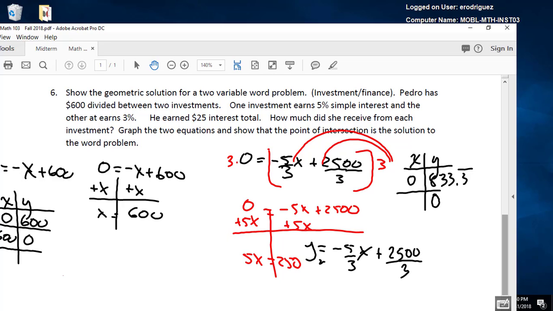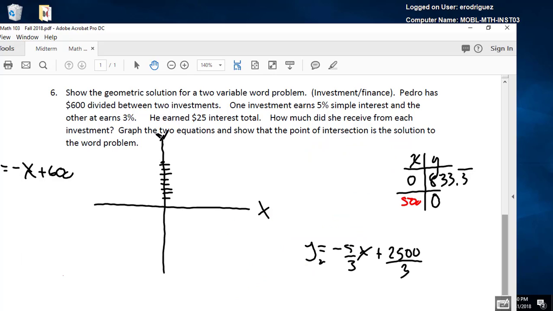Now, I know that the only place to find the intersection, which is also the solution to the problem, I have to set y1 equal to y2. But they have their own name. y1 over here is equal to minus x plus 600. And then the other one's y2 equals minus 5/3 x plus 600, plus 25 over 3.